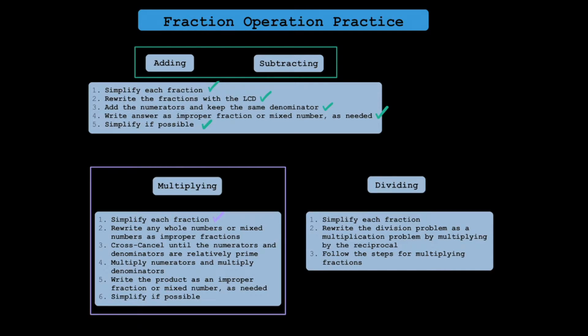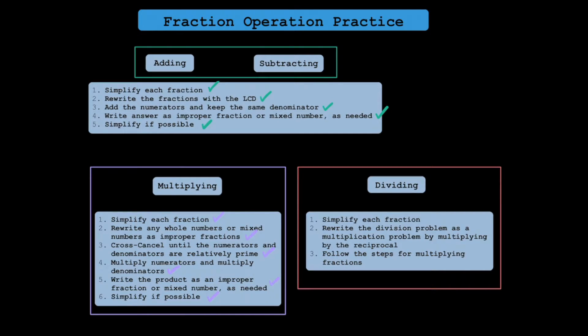Multiplying fractions has a different set of rules. Remember to simplify each fraction before you begin. If you have a whole number or a mixed number, make sure you rewrite them as improper fractions. Be on the lookout for cross-canceling, because that's going to save you some time with simplifying later on. Multiply the numerators together and multiply the denominators together. Your product will be an improper fraction or a mixed number. If you cross-canceled earlier, you probably caught most of the simplifying, but just in case, double check to see if there's any more simplifying to do.